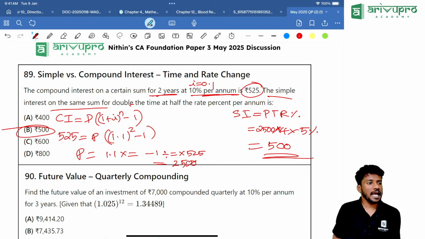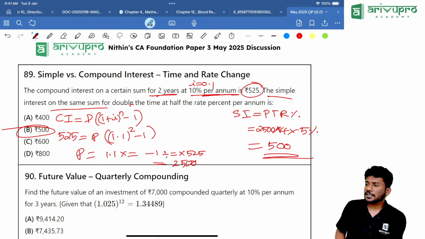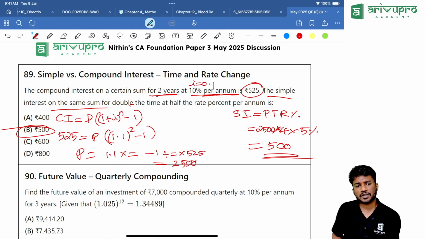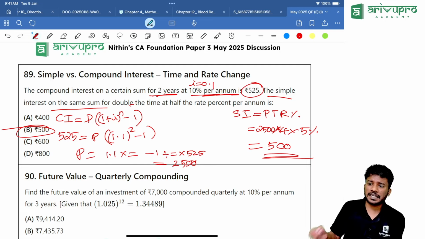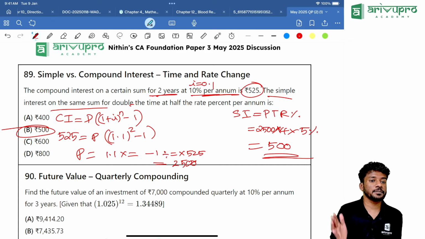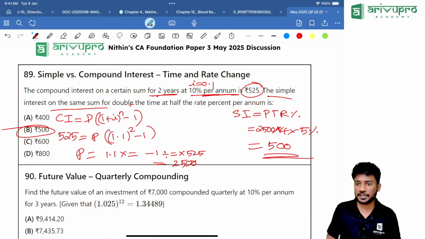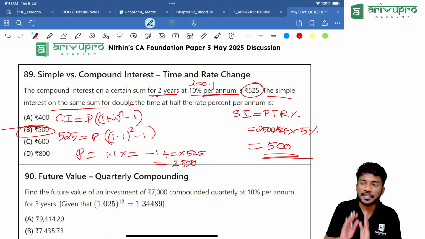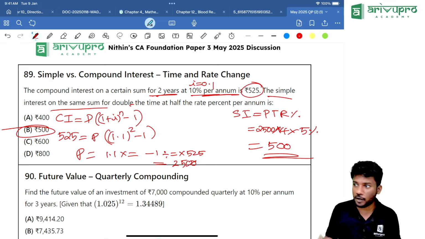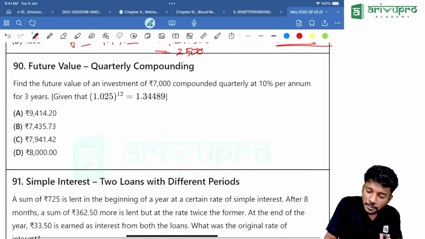Clear? Yes. I will give you one more tip. When we are thinking about double the time and half the rate percentage, the chances are that simple interest will always be less than compound interest. If it is the same rate and same time period, simple interest is less than compound interest, except in the first year. From the second year onwards, compound interest will always be bigger than simple interest. Then based on our options, sometimes you will be able to get the answer. Okay. Yes.